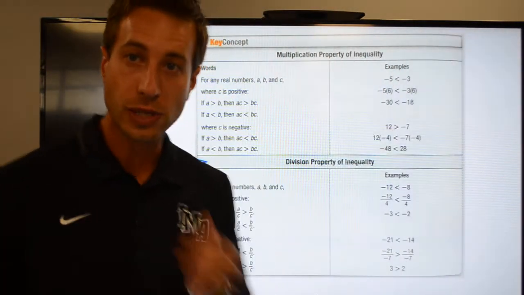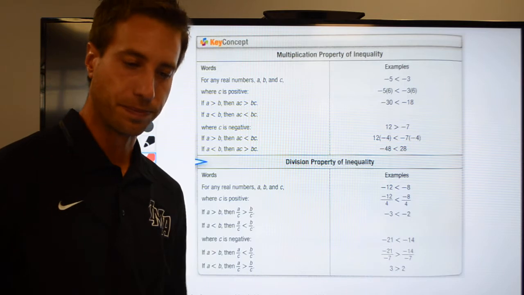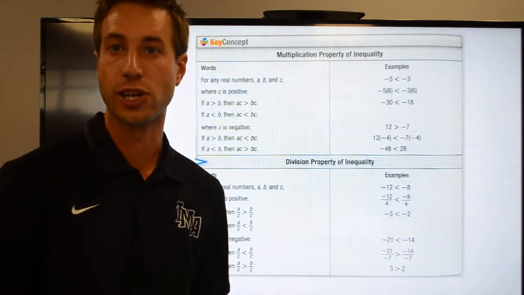Welcome to this page of the notes. Now what we're going to do here on this page is we're going to look at multiplication and division.